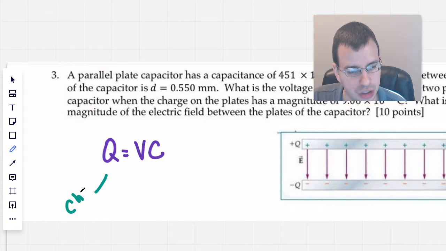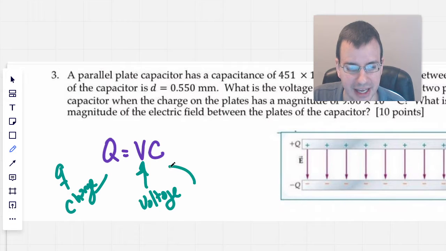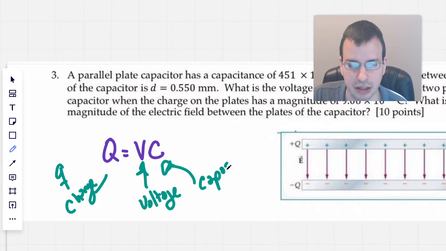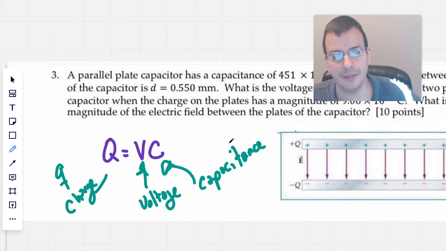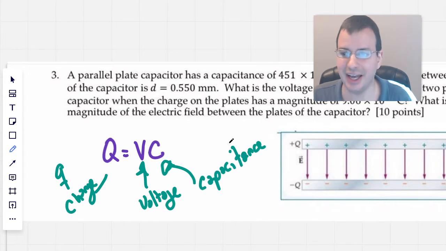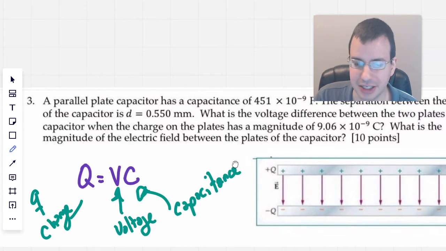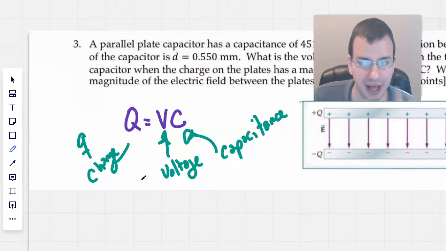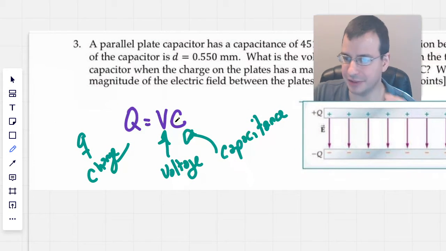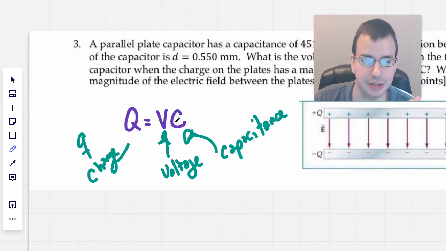The Q, that's the charge. Some people write it as a little teeny q. V is voltage, and C is capacitance. So capacitance is based on the geometry of what you're looking at: parallel plate, spherical, cylindrical, whatnot, and then the dielectric. We're going to assume that we don't need to know the dielectric here because we're just given the capacitance straight off. So we don't have to find the capacitance from the geometry and dielectric. We're just given that for this parallel plate capacitor.